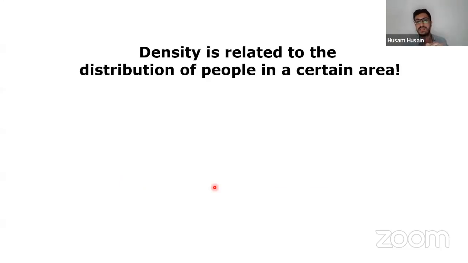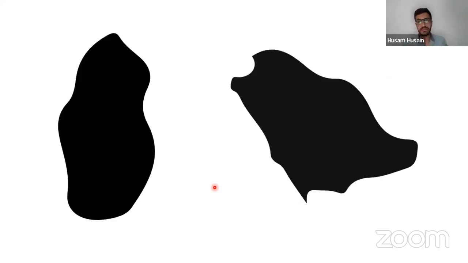This is to say that density is related to the distribution of people in a certain area. Let's repeat again. Density is related to the distribution of people in a certain area. It's not related to the area of the country. It has nothing to do with the area or the size of the country. It has to do with the distribution of people in the area.